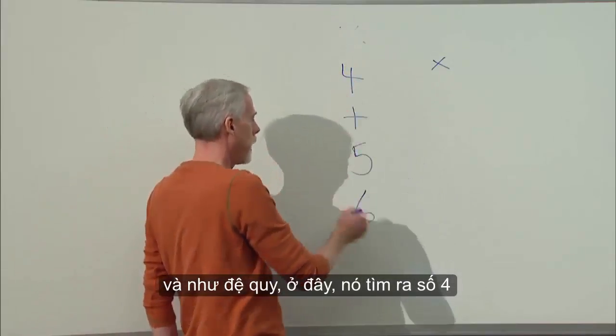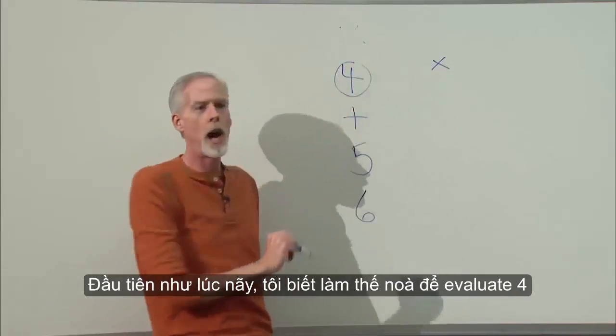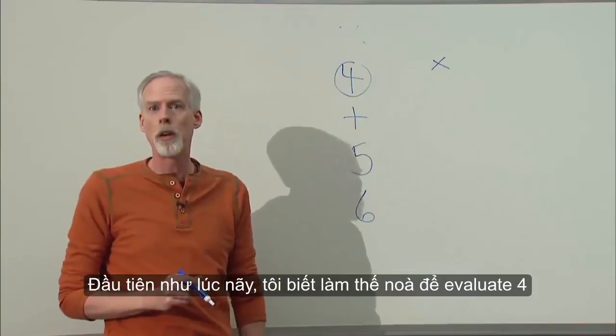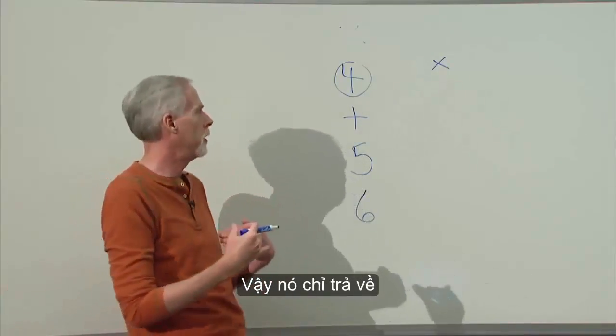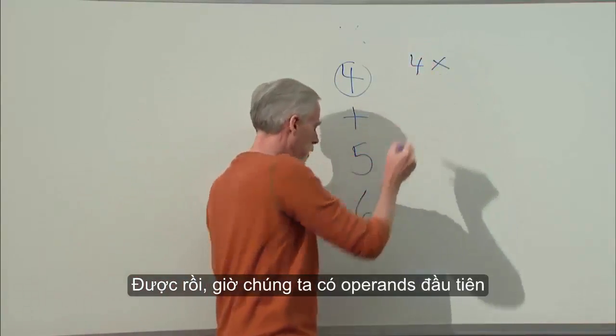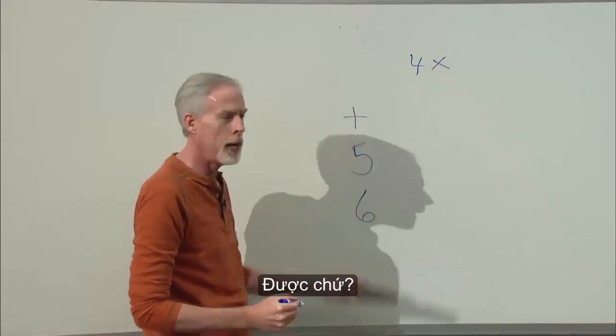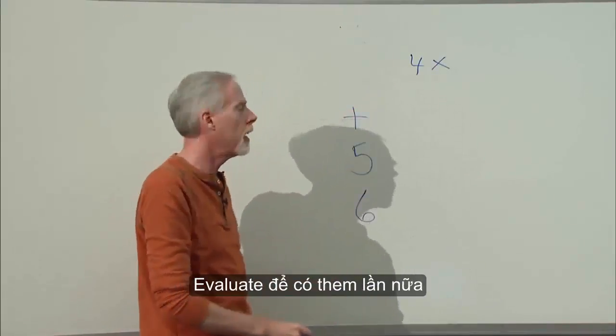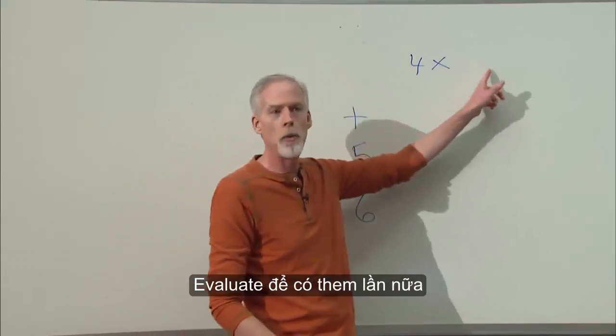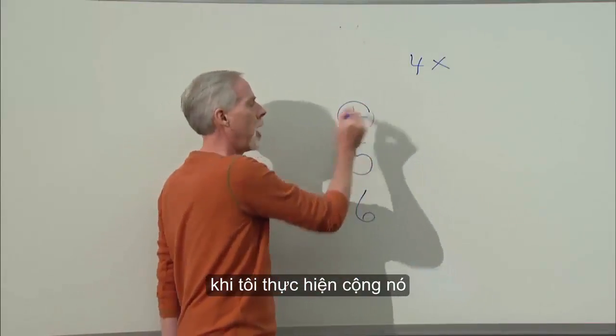And so it recursively comes in here. It finds a 4 on the top. It's like, I know how to evaluate 4. It's 4. So it just returns. Okay? So now I have my first operand. Now I take the rest of the stack and evaluate it to get the second one. And when I do that, I get plus.